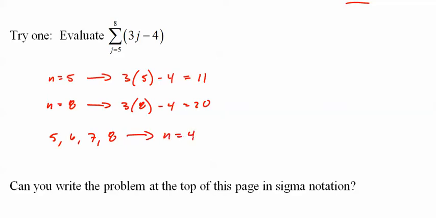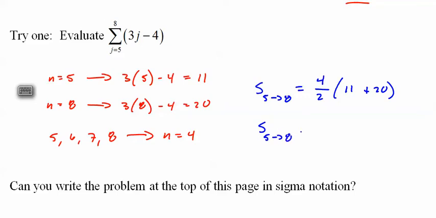You can do this any way you want. You can relabel this as 1 and this is 2. It does not matter, as long as you keep it consistent. The sum, I'm going to put 5 to 8, equals 4 over 2. First term, 11. Last term, 20. The sum of 5 to 8 equals 62. Interesting stuff.